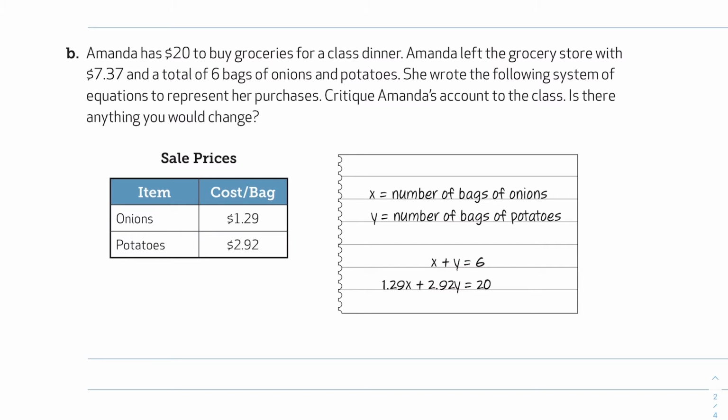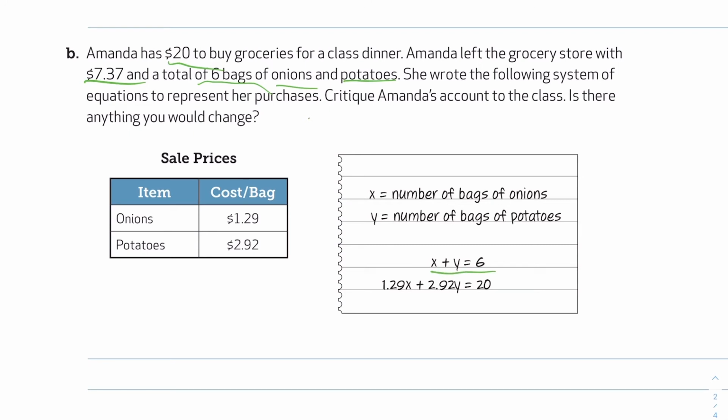Let's do this. Amanda has $20 to buy groceries. So something about a total might have to do with $20. Amanda left the grocery store with $7.37. She went there with $20. She left with $7.37. So if she still had $7.37, that means she didn't spend it all. But let's see if that's important. There was a total of 6 bags of onions and potatoes. So somehow, onions and potatoes are going to have to add together to make 6. And if I look down, I see that equation.